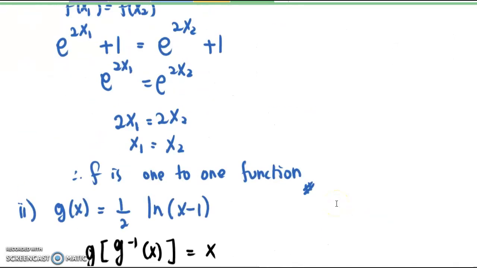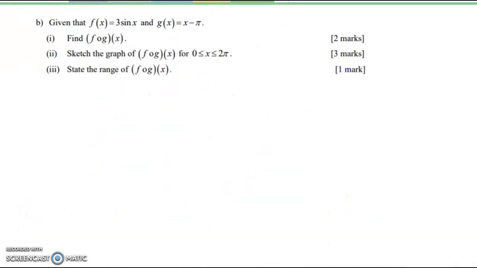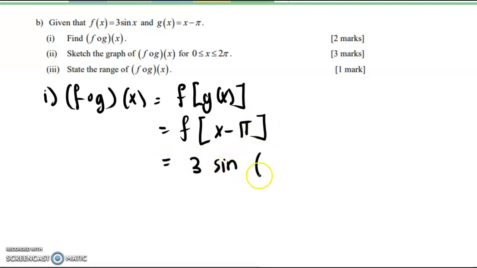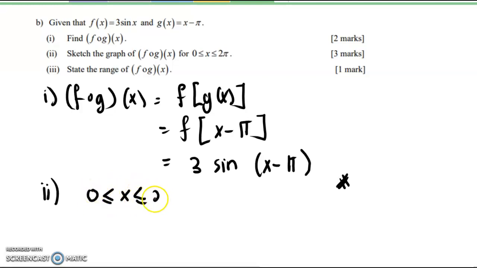Okay, now question B. f of g(x) equals f(g(x)). Okay, kita buat satu-satu. f dalam g(x) ni kita ganti x minus 5. So we have 3 sin(x minus 5). Okay, done for question 1. Okay, for question 2, we are going to sketch. But the domain is only between 0 and 2 pi only.